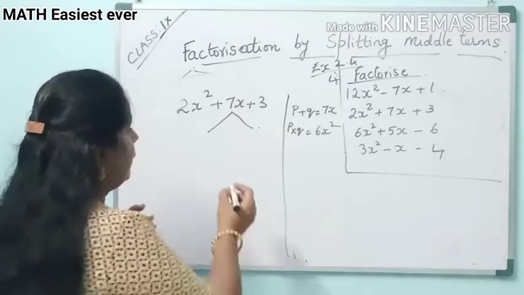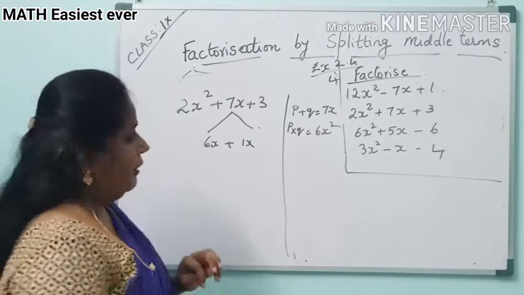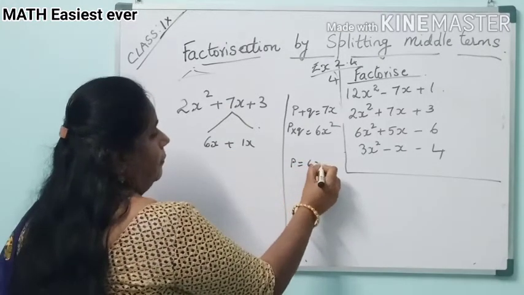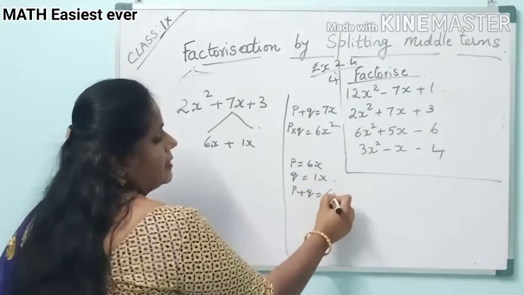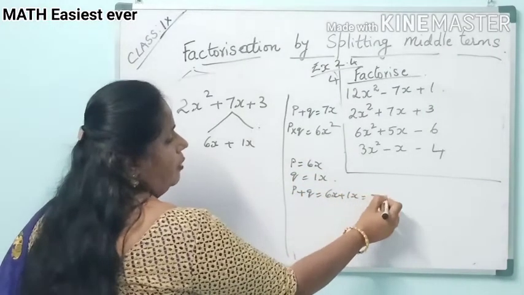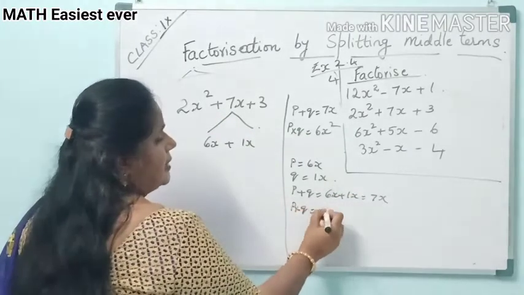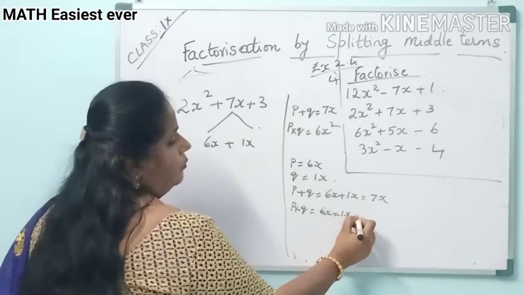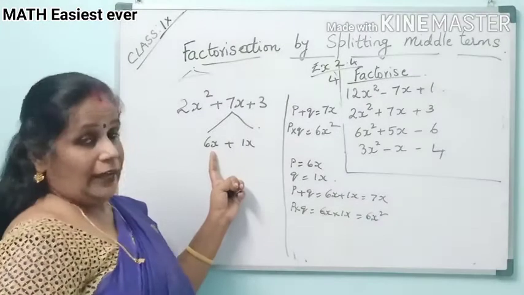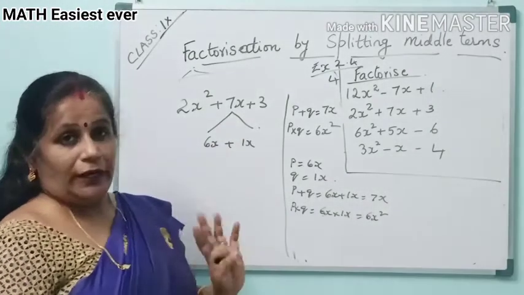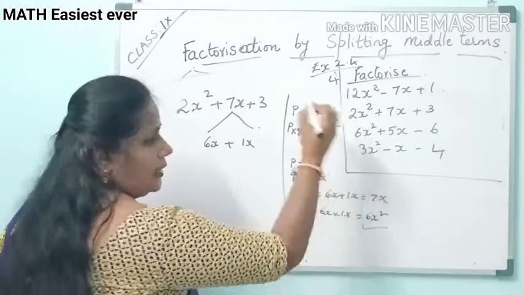So I think it out and I get 6x plus 1x. Okay. So if my p is 6x and my q is 1x, what is p plus q? P plus q will be 6x plus 1x, that is 7x. I got the middle term. What is p into q? P into q will be 6x into 1x. 6 into 1 is 6, x into x is x square. So I have got the two terms as 6x and 1x. So p plus q is 7x and p into q is 6x square.